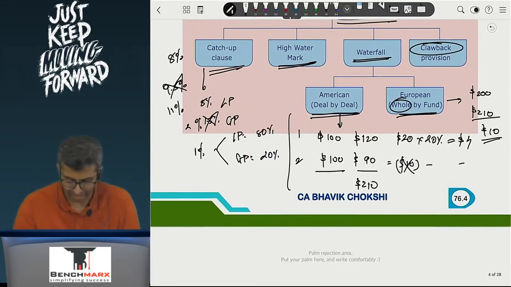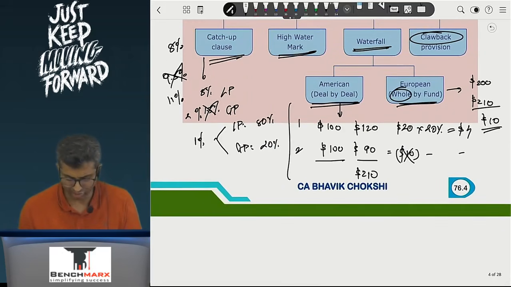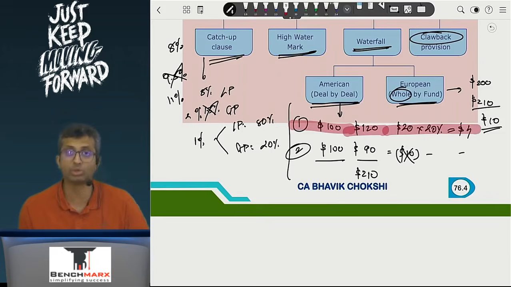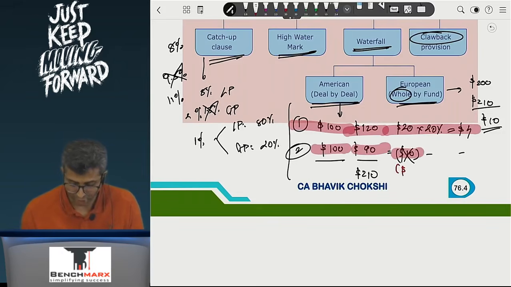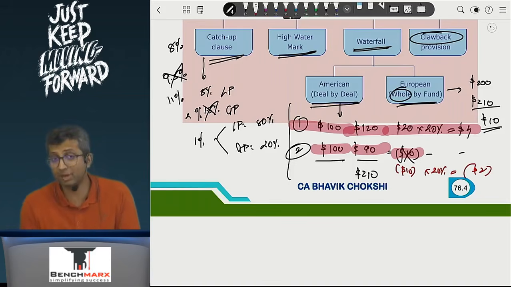Like for example, in an American deal by deal structure like this, if at a later date, so first you paid 100 into 120, that is equal to 4. Now if there is a clawback clause, then on that $10 loss into 20%, this is a negative $2. So over here there would be a negative $2 which is to be recovered from the general partner, and this is called a clawback provision.